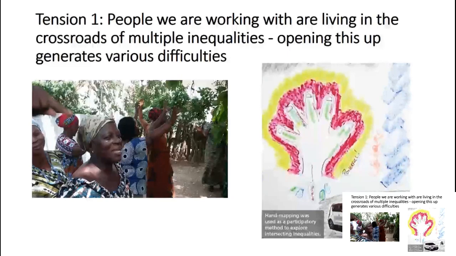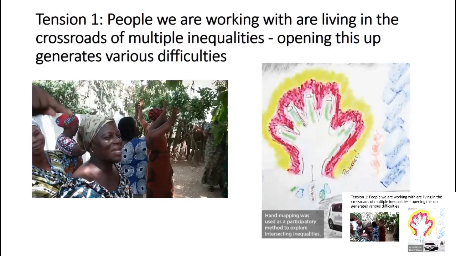So the first tension I will talk about and mostly explain about these images here is that the people we are working with are living in these crossroads of multiple inequalities, and opening this up generates various difficulties. And these difficulties can be some that are common to any participatory process, which can be, what I need is money, don't talk to me about all these political participation rights things. I need a source of livelihoods and give food to my children.